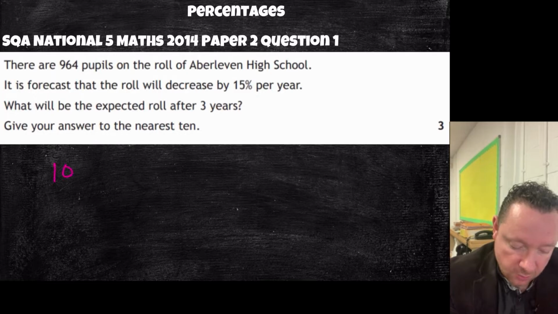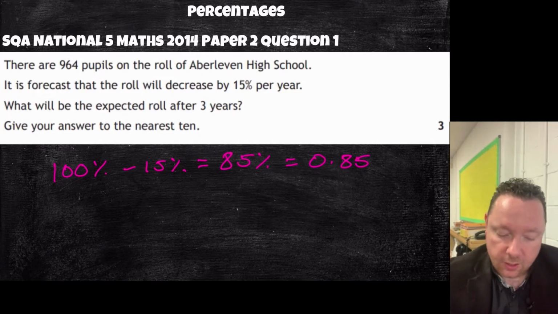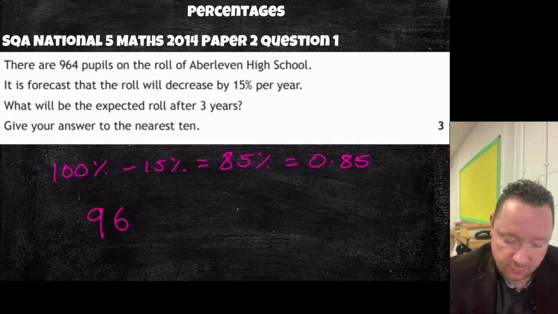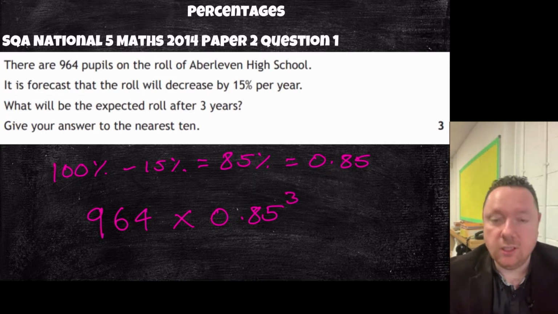So if I start off with 100% and take away 15%, that gets me to 85%, which as a decimal is 0.85. That's my multiplier. So I take 964 times by 0.85, and then it's over 3 years, so to the power of 3, because this is depreciation.